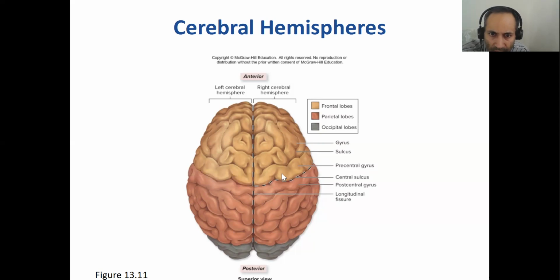This thin strip of brain tissue right in front of it, called the precentral gyrus, is where your primary motor cortex is. So all of your body movements are controlled by this narrow thin strip of brain tissue right here. Then just behind the central sulcus, this narrow strip of brain tissue is your post-central gyrus, and this is where you have all of your sensory information, somatosensory cortex. So movement in this narrow area, and sensations in this strip right behind the central sulcus.